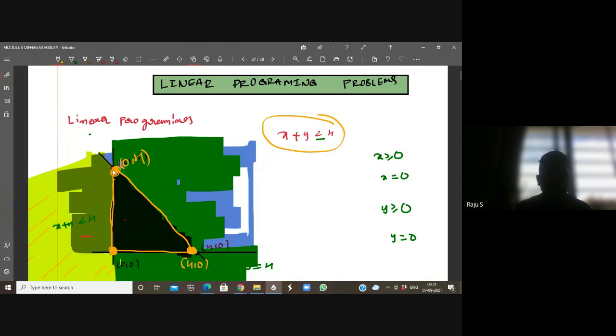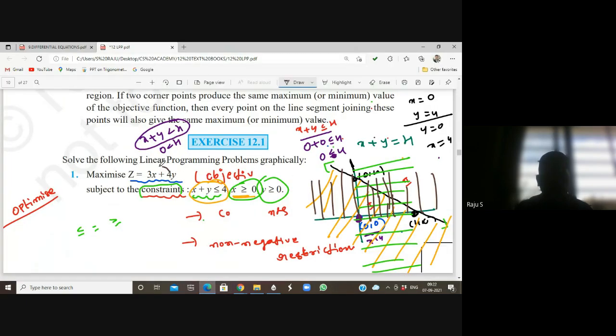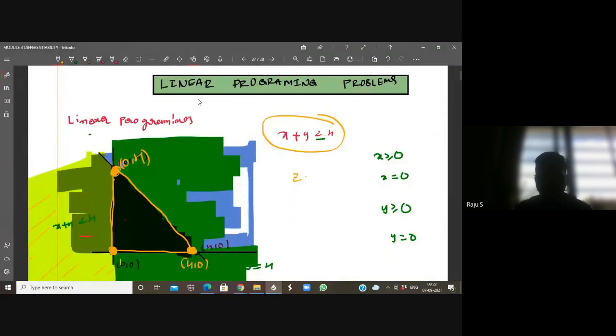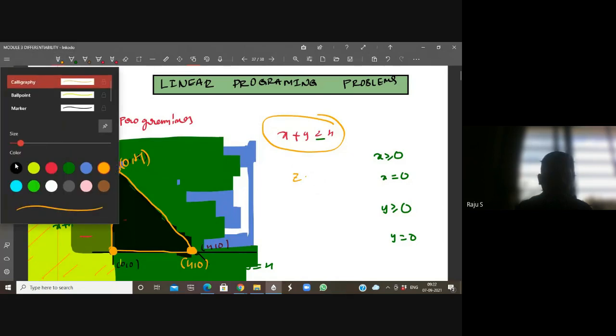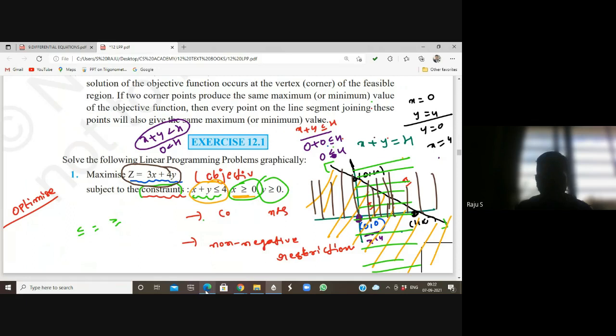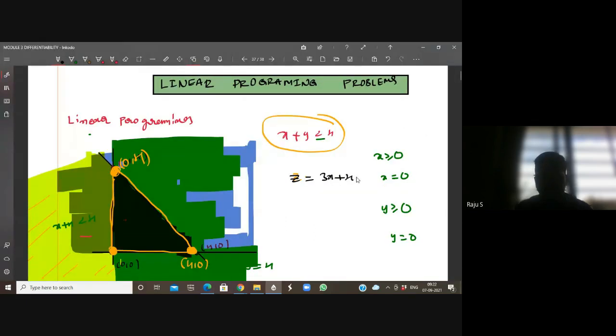So to maximize, after finding the corner points, see here, what is the objective function they have given? Z is equal to 3x plus 4y. Here we got three corner points: one is 0 comma 0, one is 4 comma 0, and 0 comma 4. Okay, substitute these three points here.